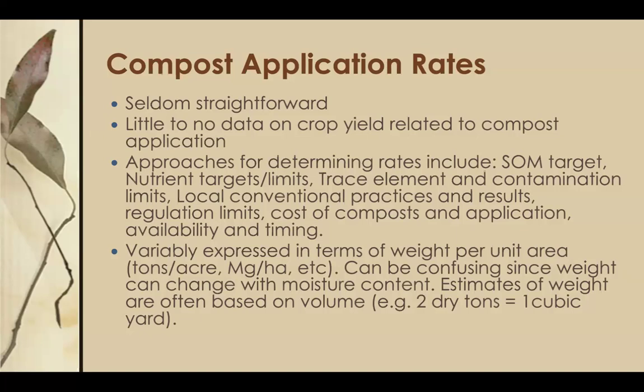And so we're using a lot of estimates here. We could say, as an estimate of weight, 2 dry tons equals 1 cubic yard. That's not always the case, because that moisture level is going to change how much it actually weighs. We say dry tons, but sometimes things get rained on right before you use it. So you really have to make some adjustments, use your common sense and what you're observing, and just do the best you can.